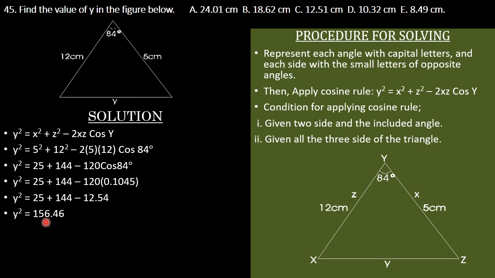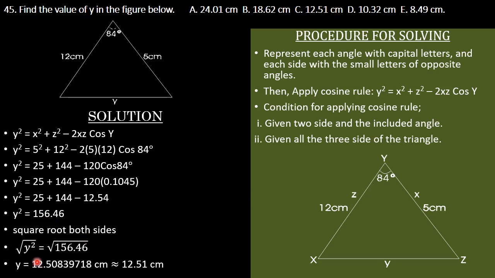Then square root both sides. When you square root both sides, y is equal to 12.50839718 centimeters. When you approximate it to the nearest two decimal places, we have 12.51. Question 46.